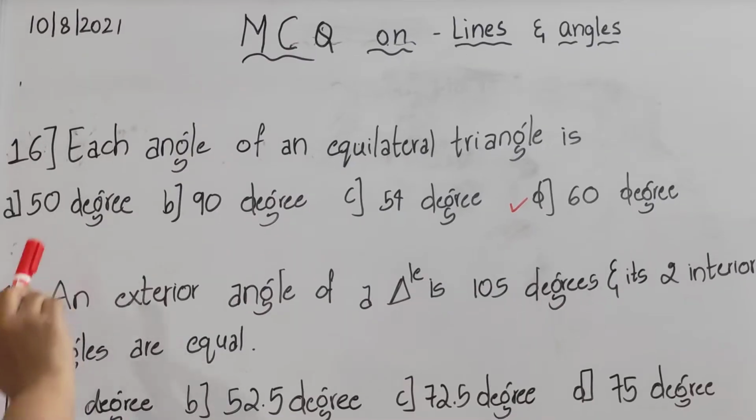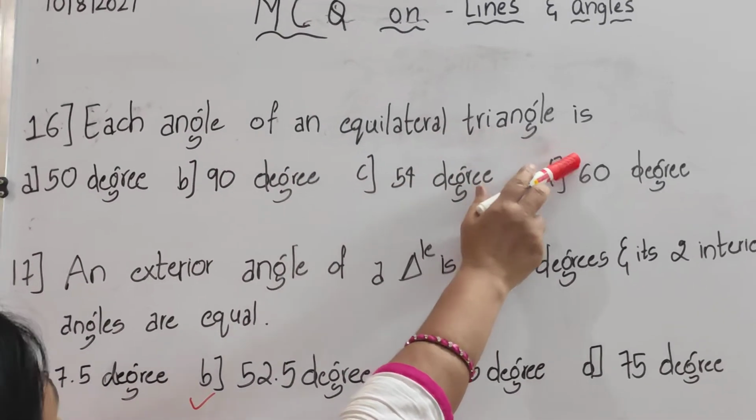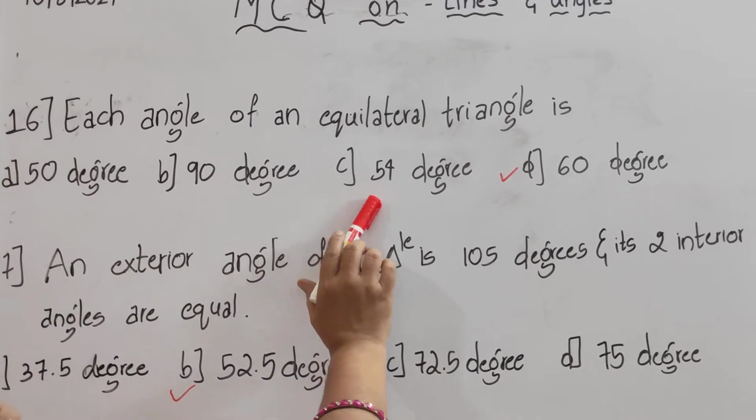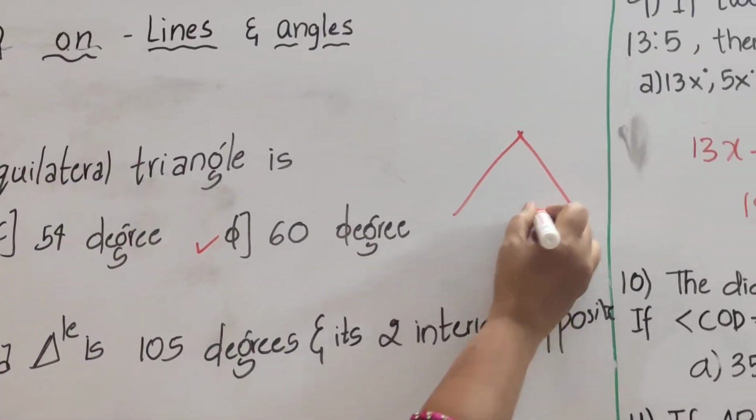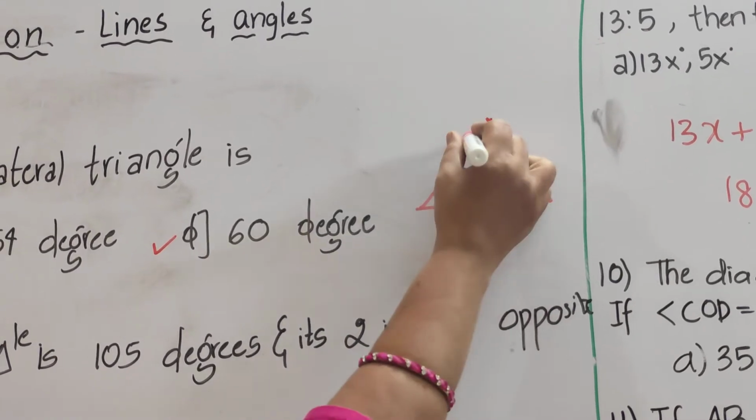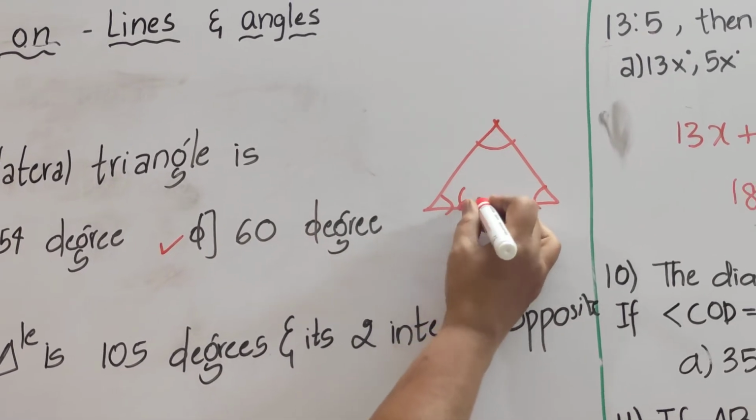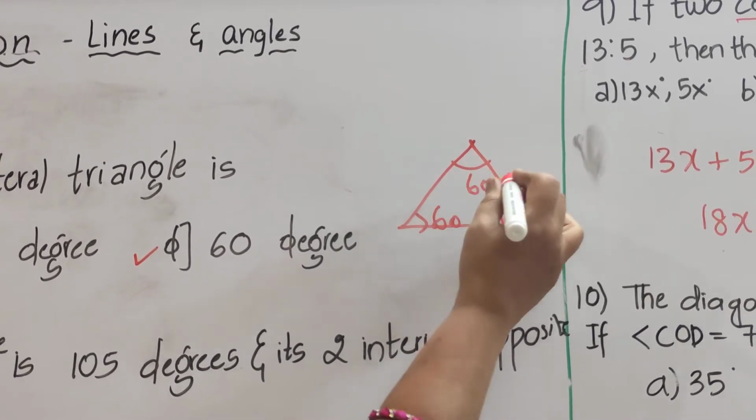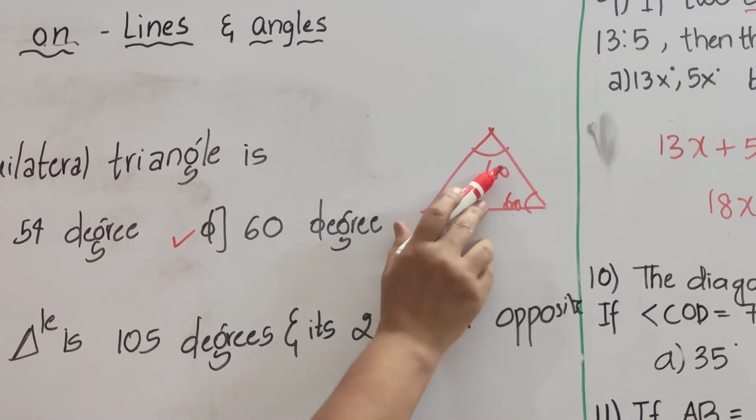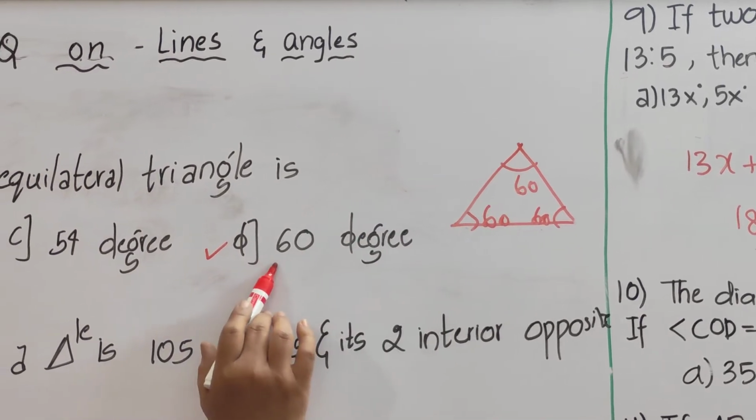Okay. So each angle of an equilateral triangle is 50, 90, 54, 60. So equilateral triangle means all the angles should be equal to each other, right? So all the angles are 60, 60, 60. So 60 plus 60 plus 60 equals 180. Therefore, this is the right answer.